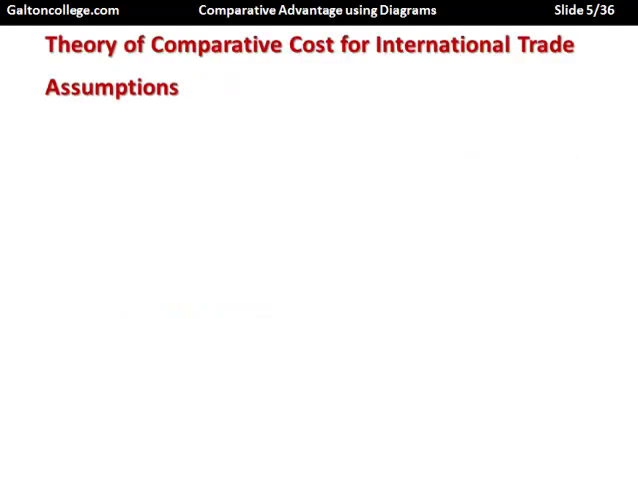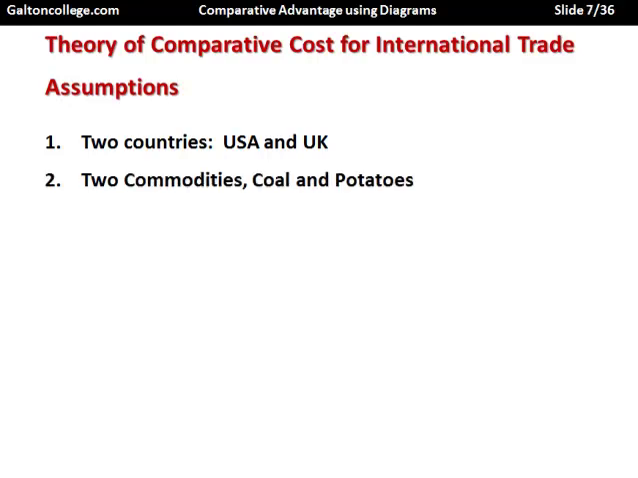Now, the assumptions behind the theory of comparative advantage. Well, we're going to make two countries. We'll just deal with two countries. We've got a diagram we want to present, so two countries. In this case, we'll say America and the UK. We'll just deal with two commodities. In our case, we'll deal with coal and potatoes. I know those sound like strange examples, but why not? Just any two examples of commodities, so coal and potatoes.